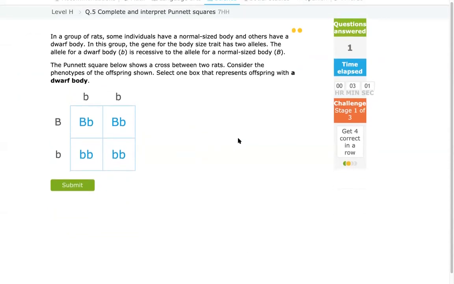So it's asking a different question with the same type of data here from our dwarf or normal sized body rats. It says, the Punnett square shows a cross between 2 rats. Consider the phenotypes of the offspring shown. Select a box that represents an offspring with the dwarf body. Okay, so I'm going to label these as 1, 2, 3, and 4. Using the chat box, let me know which animal has the dwarf body. Is it 1, 2, 3, or 4? And remember, the dwarf body is going to be the recessive b.